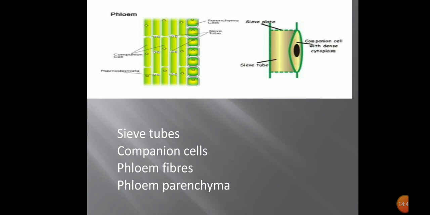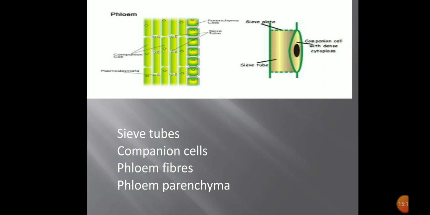And phloem cells are living cells, but in xylem the cells are dead. In phloem, except phloem fibers, the remaining cells are living cells. Phloem cells are living cells except phloem fibers. It transports food from leaves to other parts of the plant. Phloem parenchyma helps in storage of food. So each component is doing its own work.